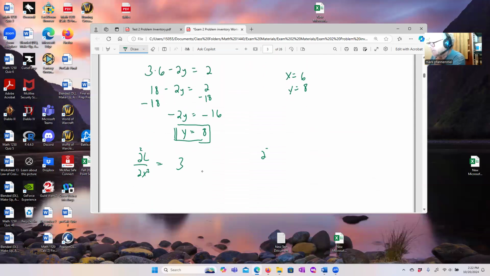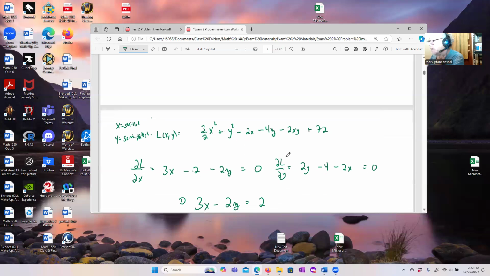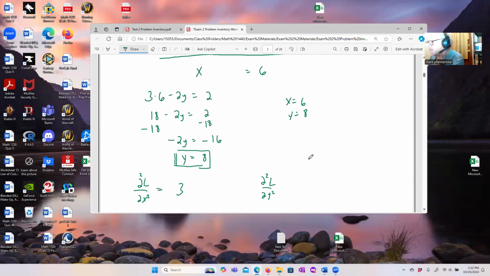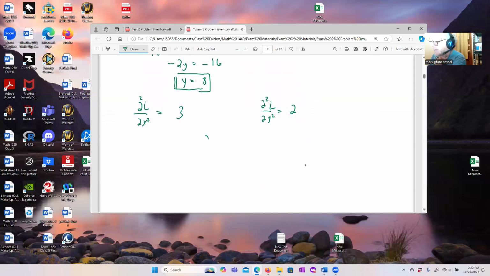And I'm going to need d squared L dy squared. So I'm going to go up here to my dL by dy, and we need to take another derivative with respect to y of this guy right up here. And that is going to be 2. Okay, the last thing I need to do, because I need to get a d squared L, is take the derivative of x and y.